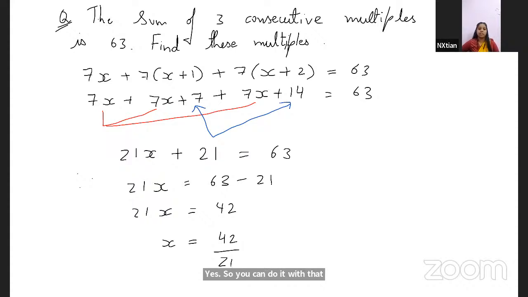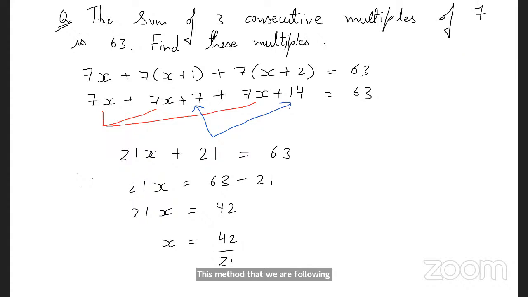But make sure that the multiples that you are getting in the answer should be consecutive, means that they should be one after the other. This method that we are following, same thing, you'll get the consecutive multiples, one after the other. x will be 2.